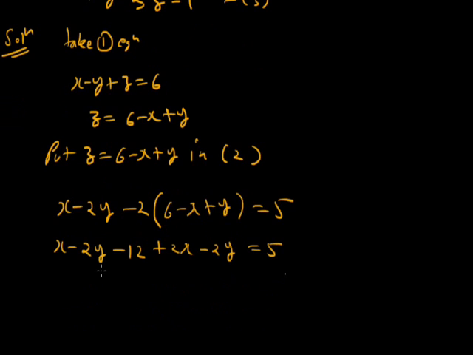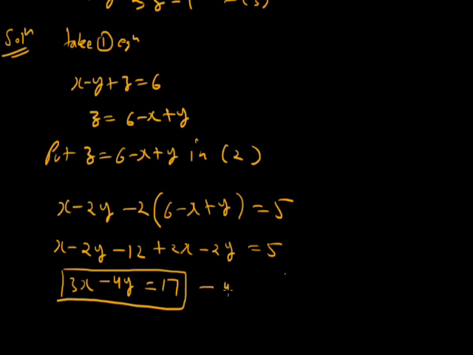So x plus 2x becomes 3x, minus 2y minus 2y, that is minus 4y, minus 12 is shifted to the right hand side, it becomes plus, so it becomes 17. So the first equation is 3x minus 4y equals 17. Let's say this is equation number 4.